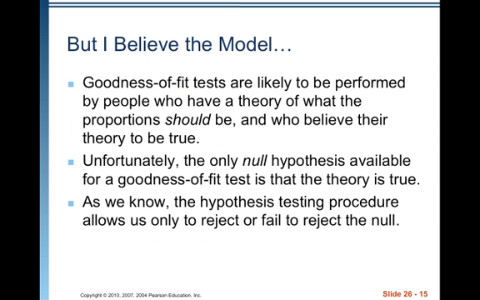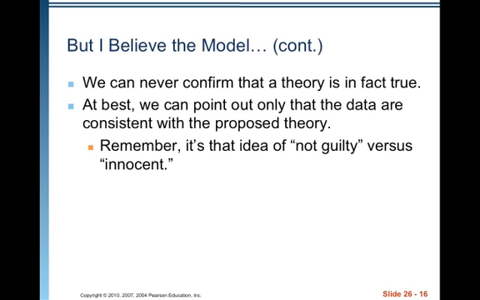Goodness of fit tests are likely to be performed by people who have a theory of what proportions should be and who believe their theory to be true. Unfortunately, the only null hypothesis available for a goodness of fit test is that the theory is true. As we know, the hypothesis testing procedure allows us only to reject or fail to reject the null. We can never confirm that a theory is in fact true. At best, we can point out only that the data are consistent with the proposed theory. Remember, it's the idea of not guilty versus innocent.